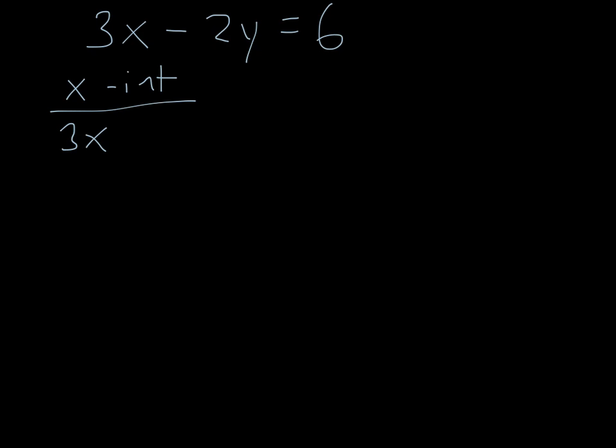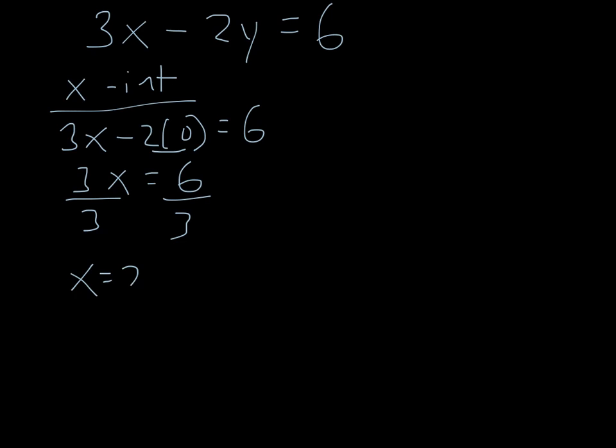Let's try this with another equation. Let's find the intercepts and also graph the line of the equation 3x minus 2y equals 6. Let's find the x-intercept here. We'll plug in 0 for y. So I get 3x, and 2 times 0 is just 0, so this will just be 3x equals 6. Divide by 3 on both sides. I get x equals 2 for my x-intercept.